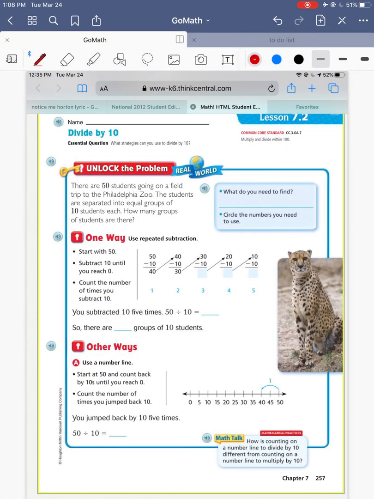All right, today we are doing lesson 7.2, which is dividing by 10. It's on page 257 of your GoMath book. Grab your math book and then let's get started.